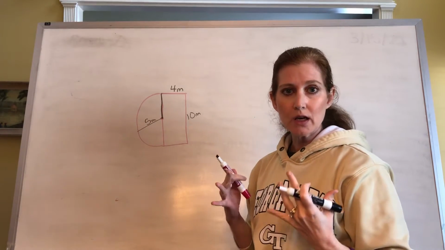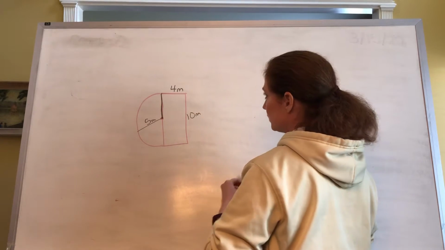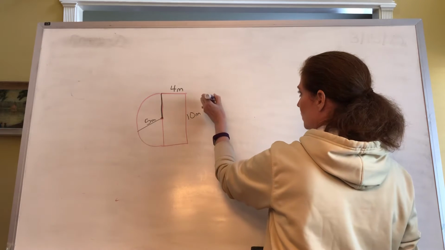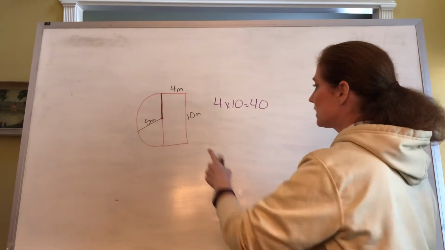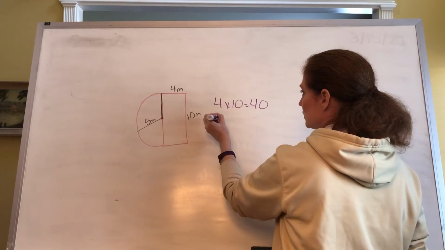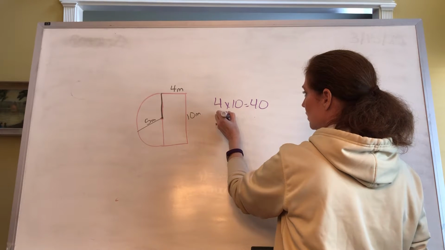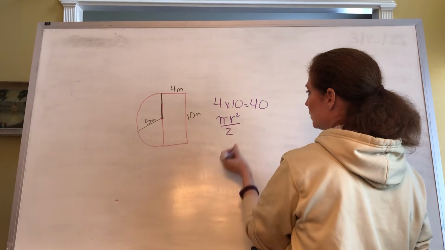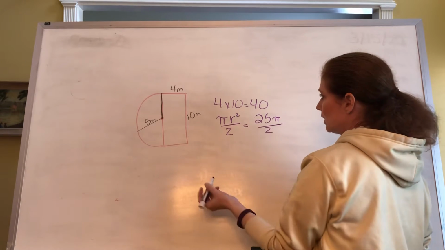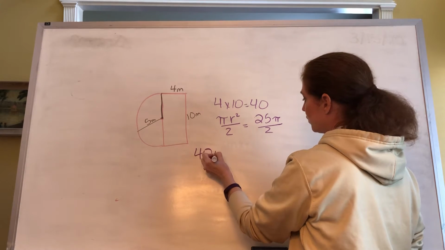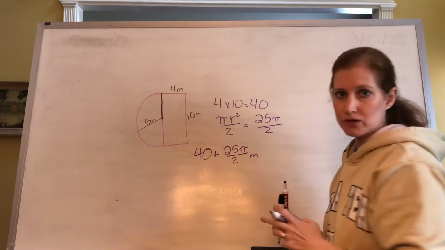If we wanted the area of this whole shape, then we're going to take the area of the rectangle, which is going to be 4 times 10. And then we're going to take the area of our semicircle, which is going to be pi r squared over 2. So 25 pi over 2. And so the whole thing will be 40 plus 25 pi over 2 meters squared.